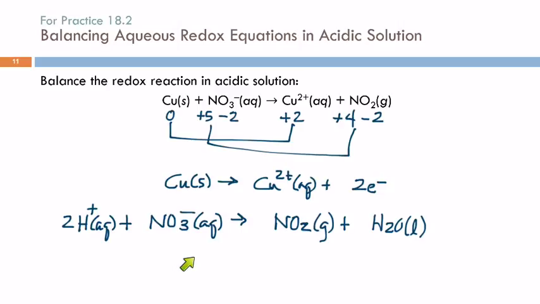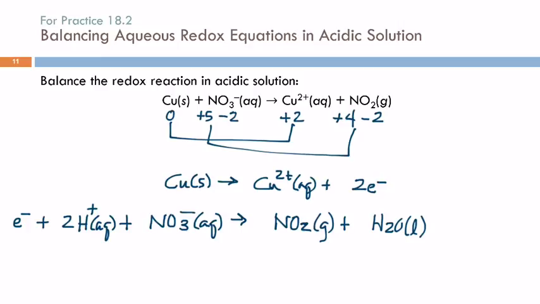Now down here, the things on the right don't have any charges, so those add up to 0. And over here, I've got 2 +1s and a -1. So that adds up to a +1 overall charge. So if I put 1 electron here, then the charge on the left side will be equal to the charge on the right side. Okay? What's the next step?